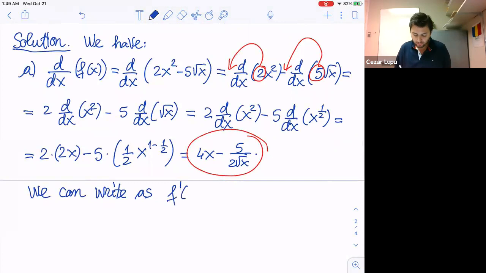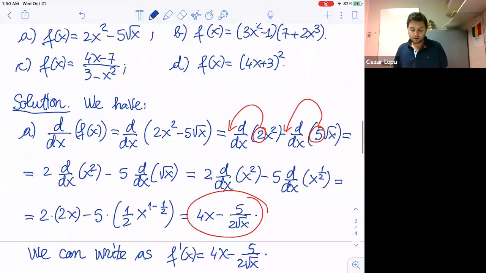F prime of x, if you want to write it in, is 4x minus 5 over 2 square root of x. Okay, B. Now let's look at the second function.